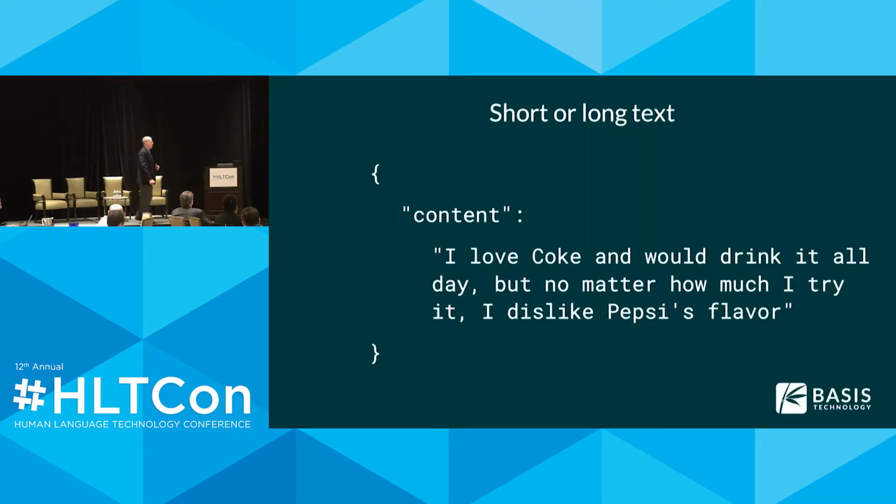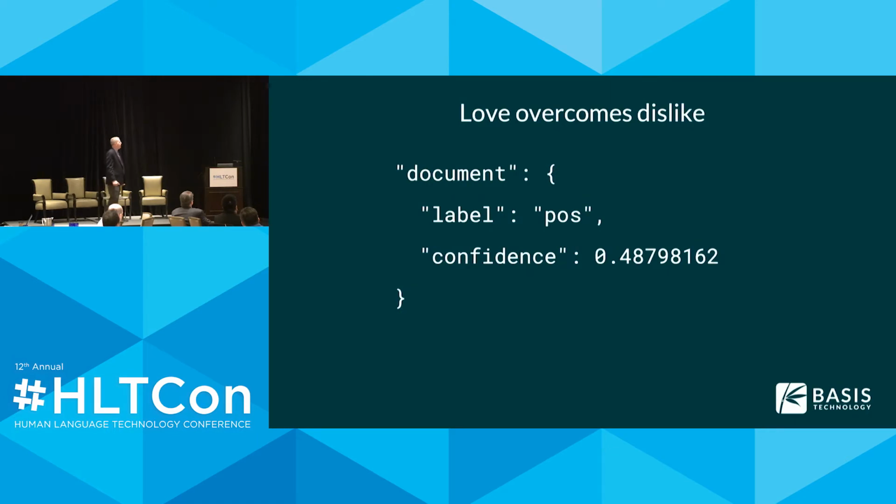So let's take a sentimental declaration that's classic sentiment analysis. I love Coke, would drink it all day, but no matter how much I try it, I dislike Pepsi's flavor. This happens to be the truth from myself. We submit that in JSON here to our endpoint for sentiment analysis. And we get back a document level analysis that says it's positive, with some confidence. How useful is that?